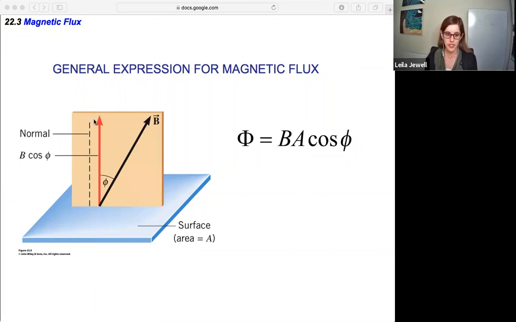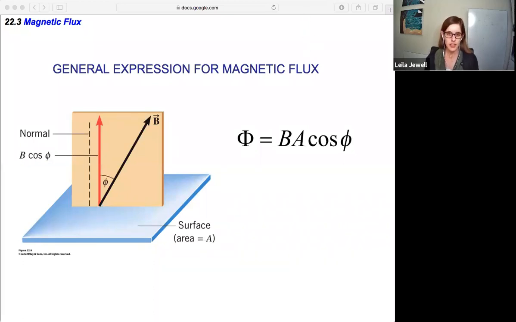So the cosine of the angle gives us how much of the magnetic field is going straight through, as opposed to the magnetic field that would just be skimming along the surface here, which would be the other component of it, and that's definitely not piercing it. So the only part that we care about is the component of the magnetic field that is in alignment with the normal to the surface.